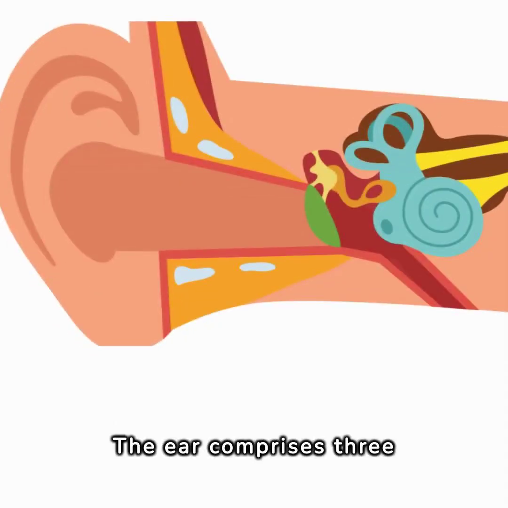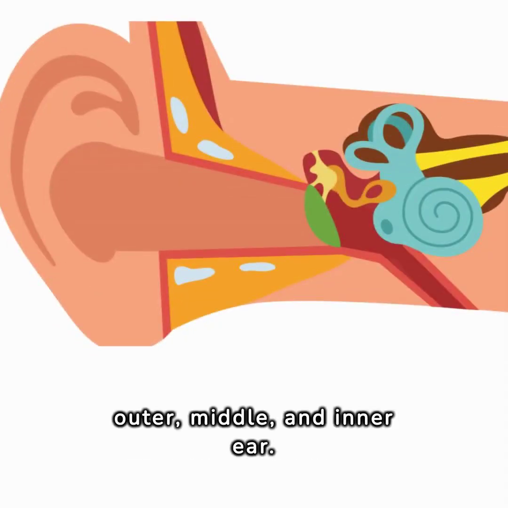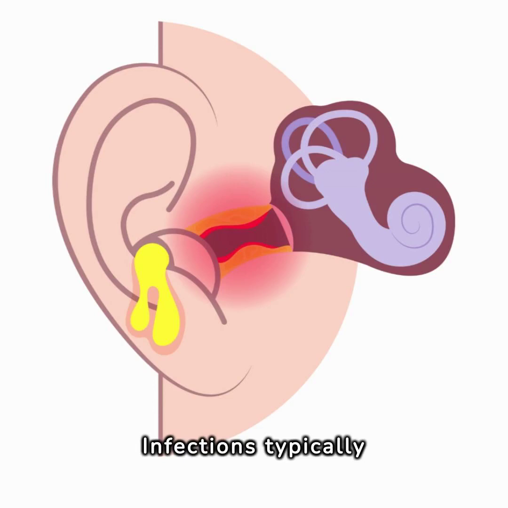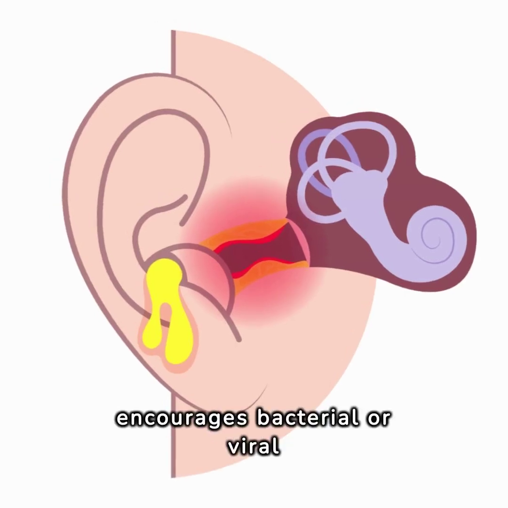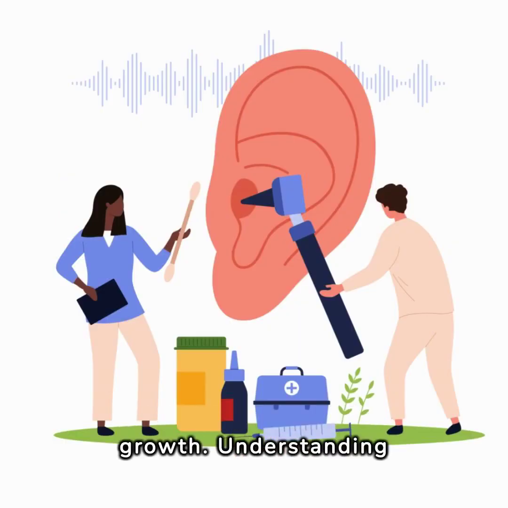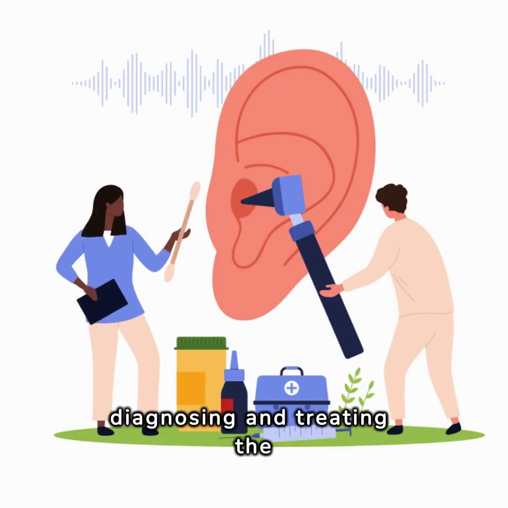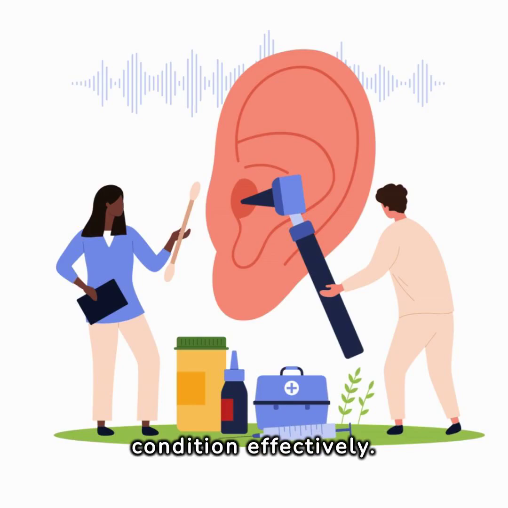The ear comprises three main parts: the outer, middle, and inner ear. Infections typically occur in the middle ear, where fluid buildup encourages bacterial or viral growth. Understanding this anatomy helps in diagnosing and treating the condition effectively.